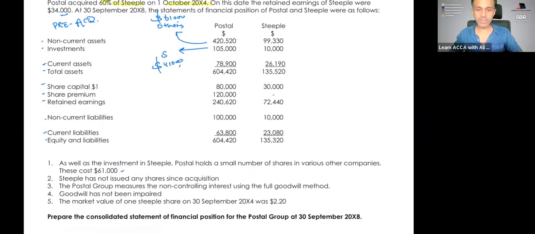And then comes, Steeple has not issued any shares since the date of acquisition. That's fine. That's going to be the case. Moreover, the P measures the NCI by using the full method of goodwill. What is this full method of goodwill?